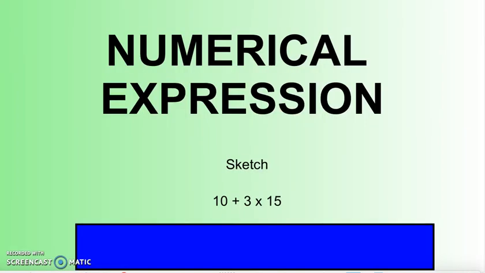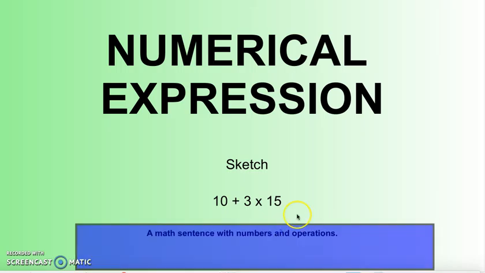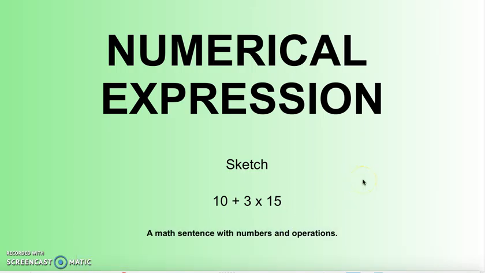Next one is numerical expression. Here is an example of a numerical expression. So what would be a definition of a numerical expression? If you said a math sentence with numbers and an operation, or sometimes there's more than one operation, you are correct.